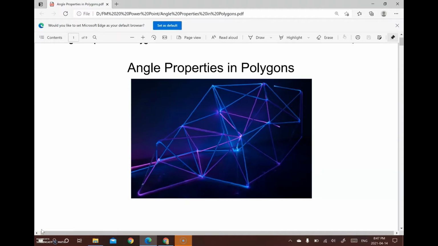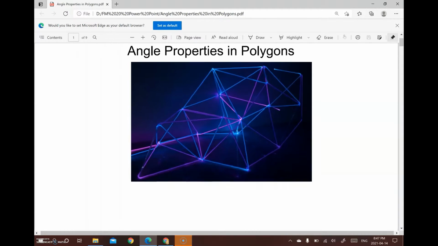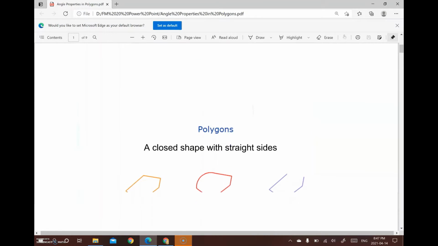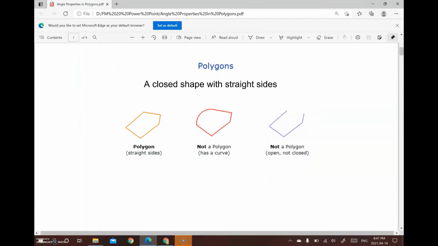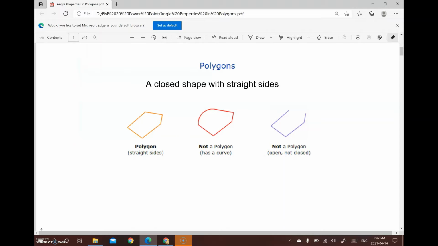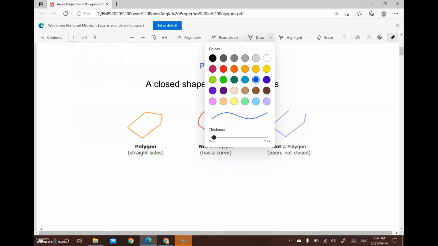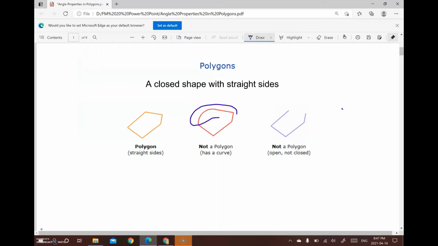This last lesson looks at angle properties in polygons. So first off, a couple definitions. A polygon is a closed shape with straight sides. So here on the example on the left, this is a polygon. The example in the middle is not a polygon because of this curved side. And the shape on the far right is not a polygon because it is open. It's not a closed shape. So it has to be a closed shape, straight sides.